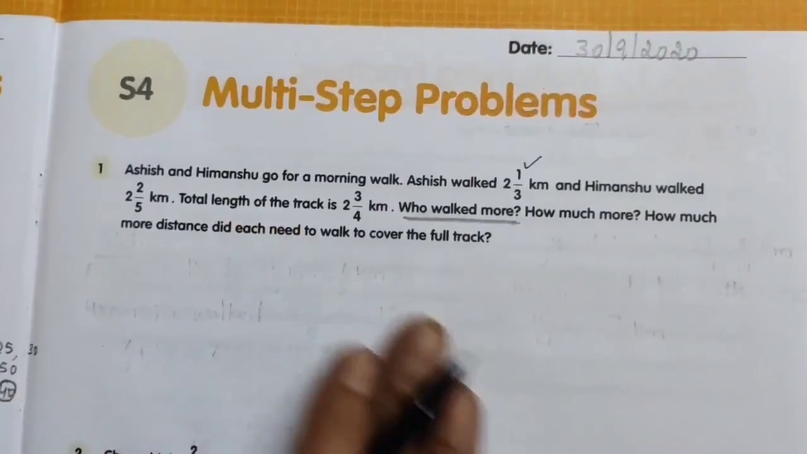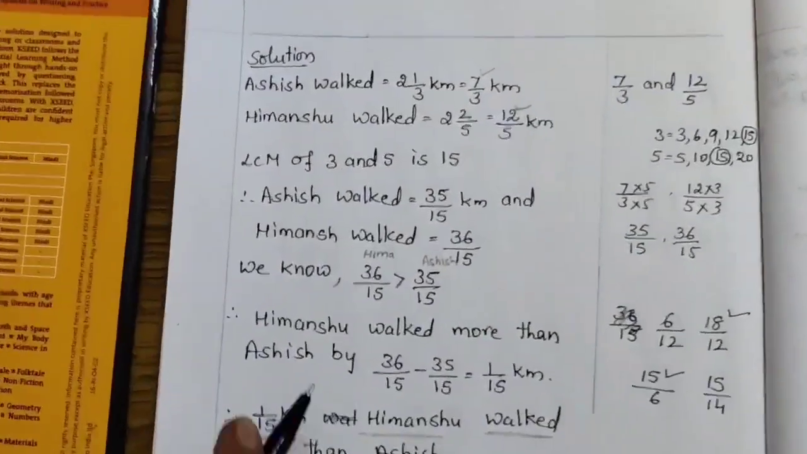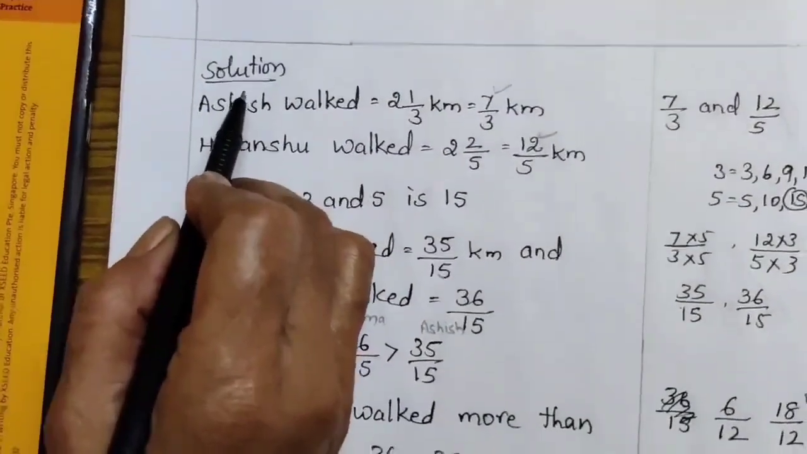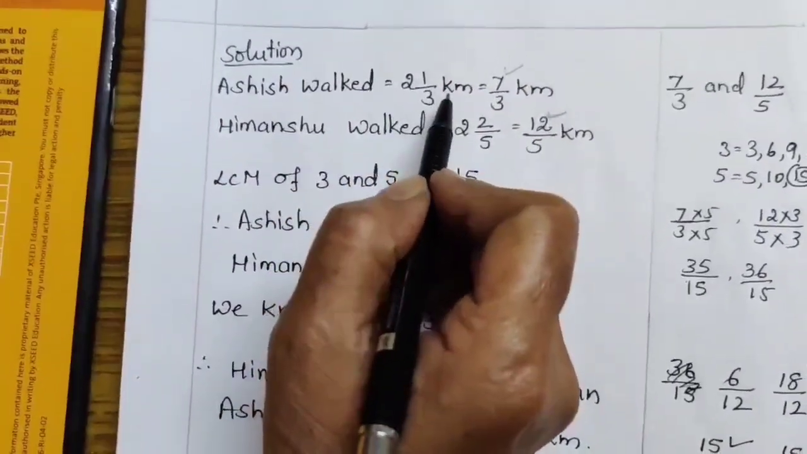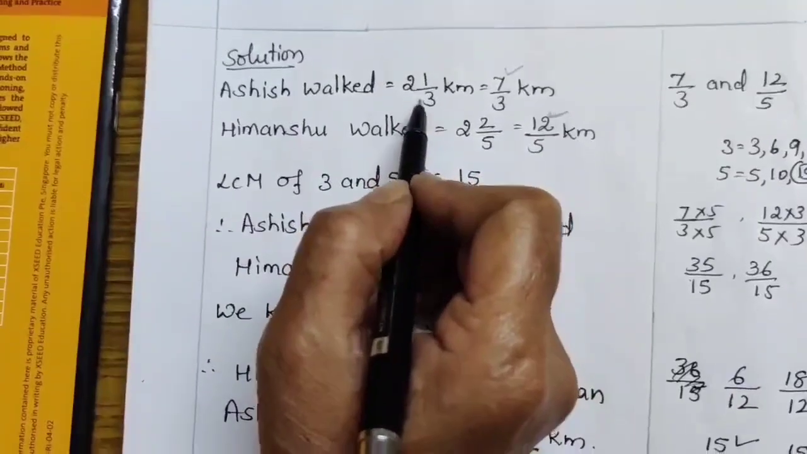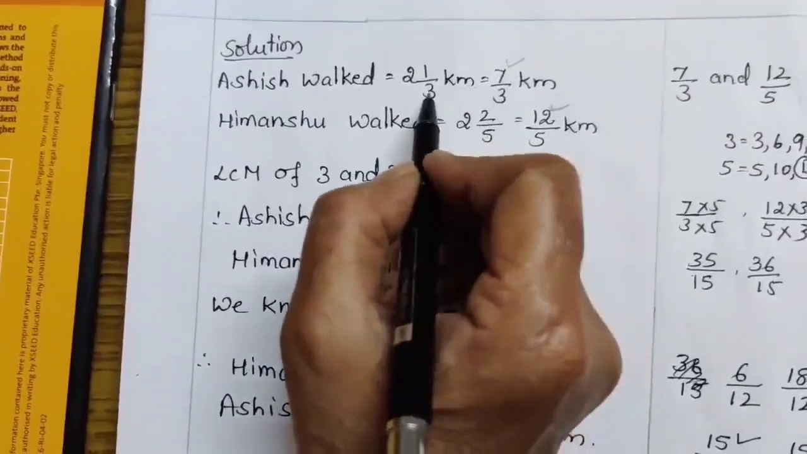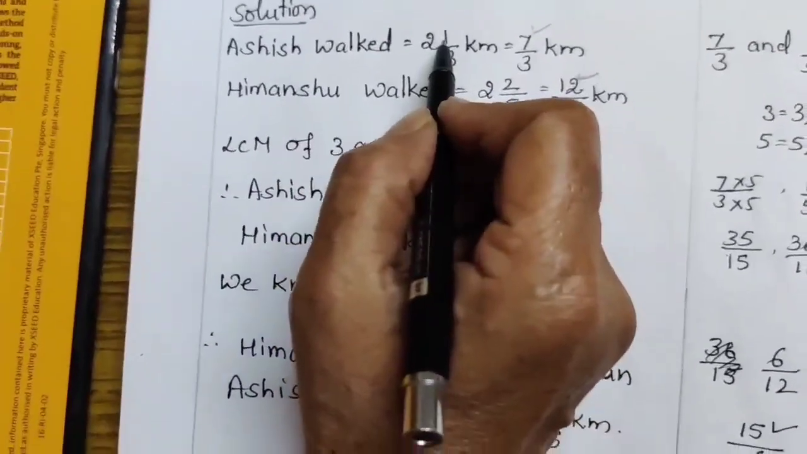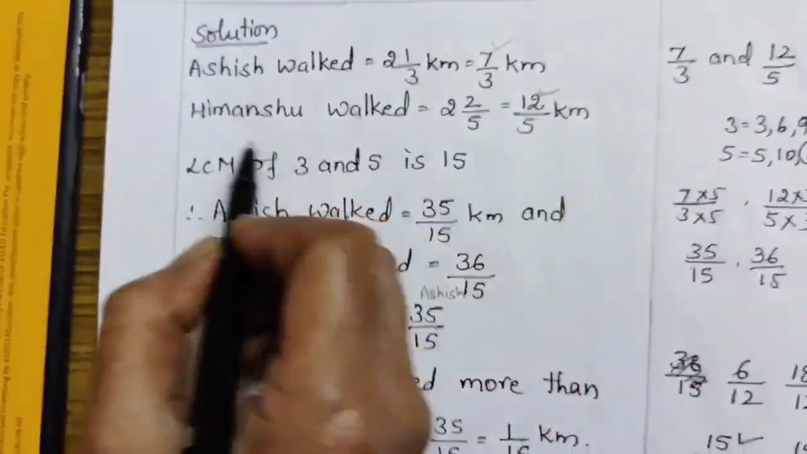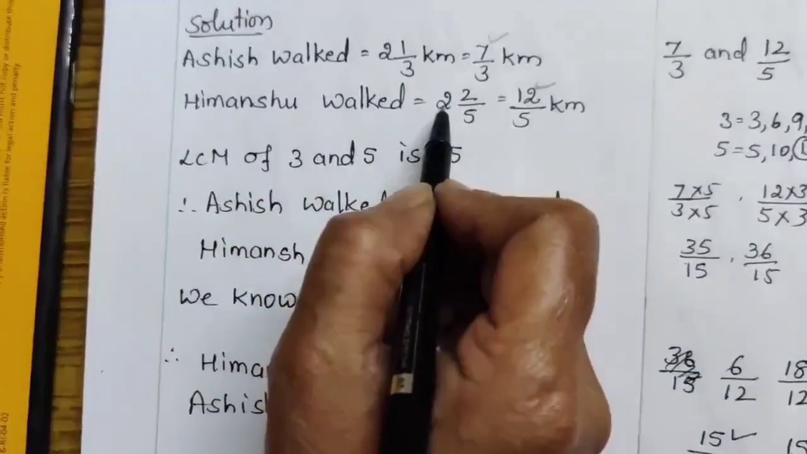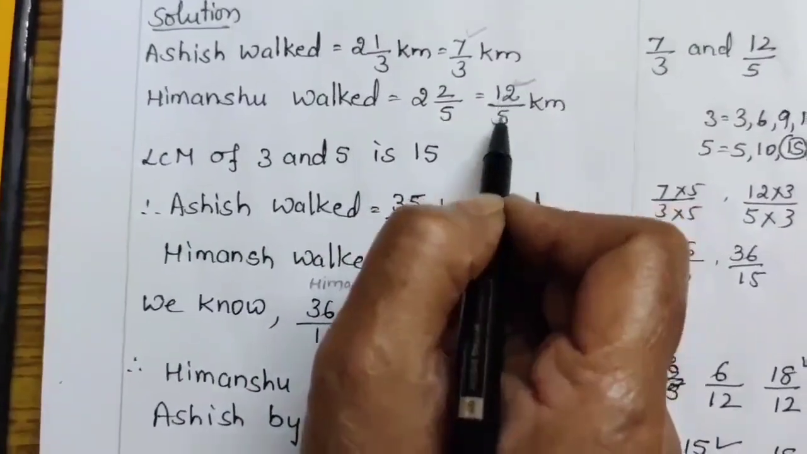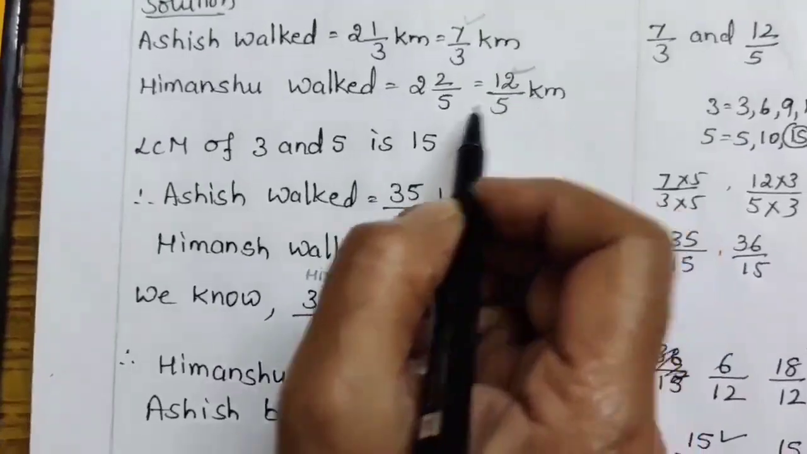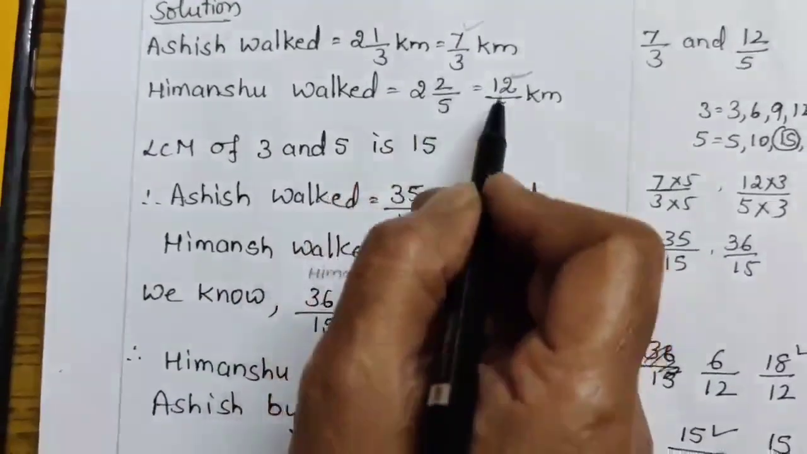Okay, this sum I am showing in the book, children. First write the solution. Ashish walked how much? 1 1/3 kilometer. This is a mixed fraction. First you convert it into an improper fraction. 2 3s are 6. 6 plus 1, 7. 7 by 3 kilometer. So Himanshu walked 2 2/5. This also you convert into an improper fraction. 12 by 5 kilometers.